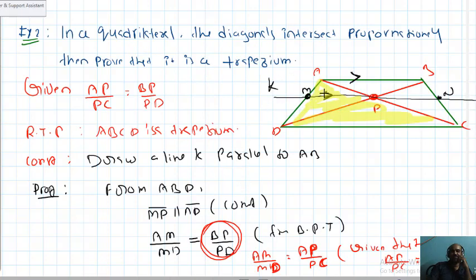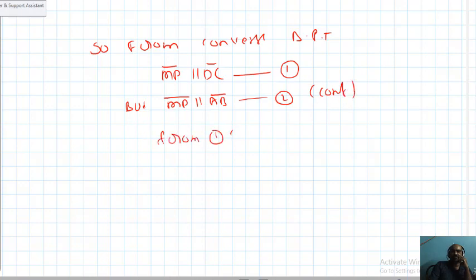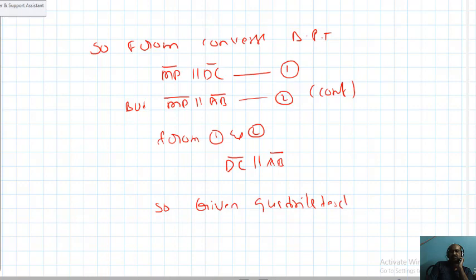So construction is MP parallel to AB, no? But MP is parallel to AB, in bracket I can write construction. From 1 and 2, DC is parallel to AB. Therefore, ABCD is a trapezium. Or, given quadrilateral is a trapezium.